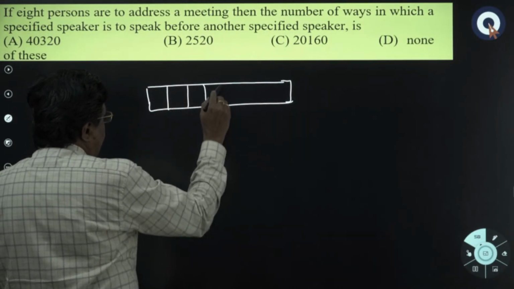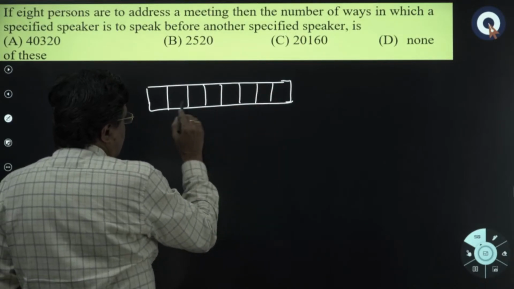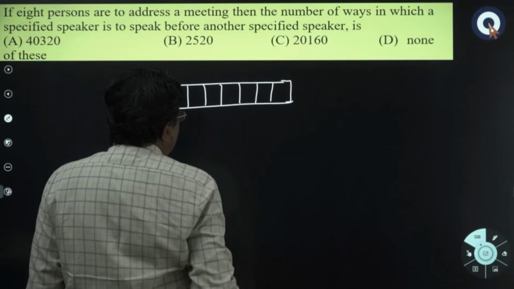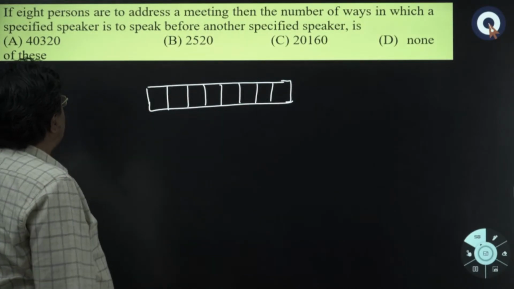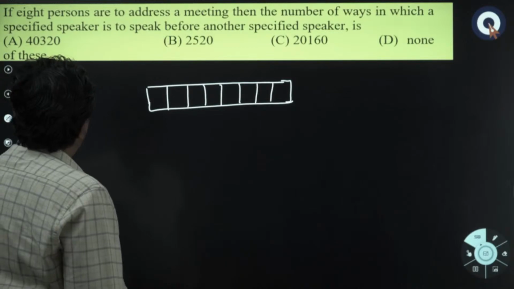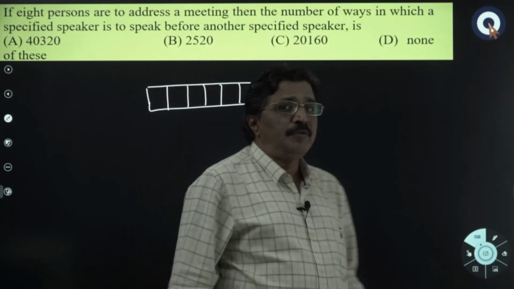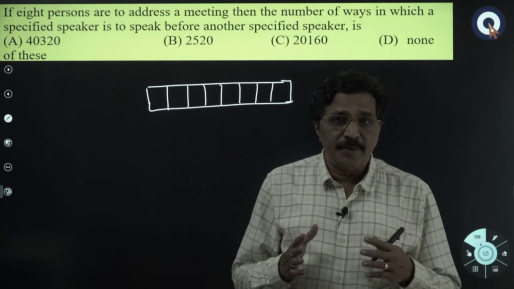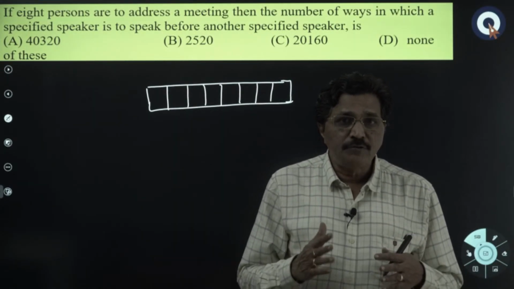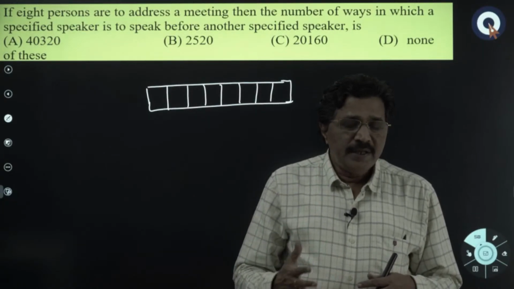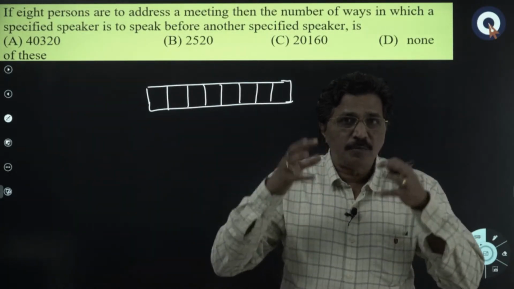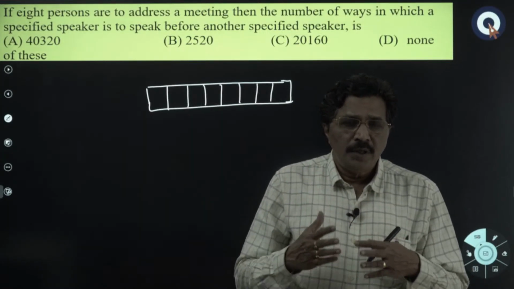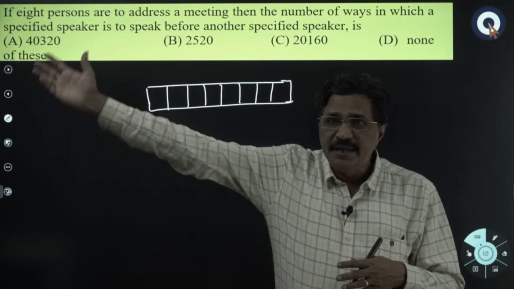1, 2, 3, 4, 5, 6, 7, 8. It is a question of filling up of 8 blank spaces. Out of these 8 blank spaces, a particular speaker always wants to speak before another particular speaker. So that means there are 2 speakers, let us say A and B, and A says that I should speak before B speaks. They need not speak one after the other immediately, but the condition is that A should speak and B can speak anywhere after that.